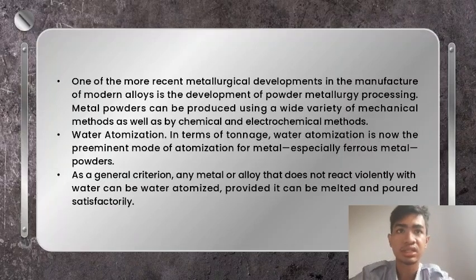As a general criterion, any metal or alloy that does not react violently with water can be water atomized, provided it can be melted and poured. However, it is found in practice that metals that melt below approximately 500 degrees Celsius give extremely irregular powders due to ultra rapid freezing, which is understandable in certain alloys. Thus, these are the lowest melting temperature metals produced commercially in this way.